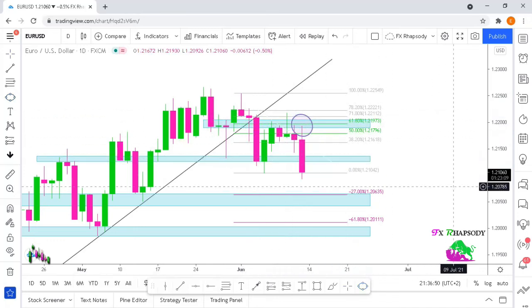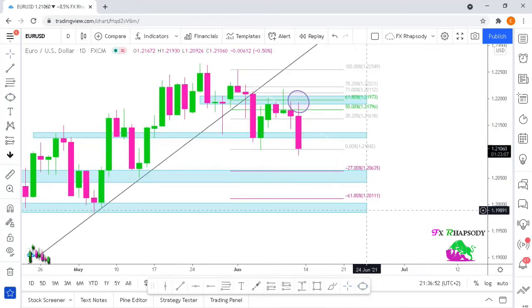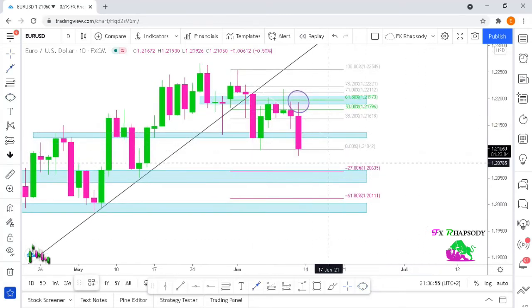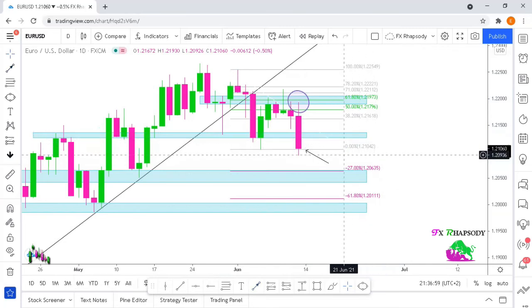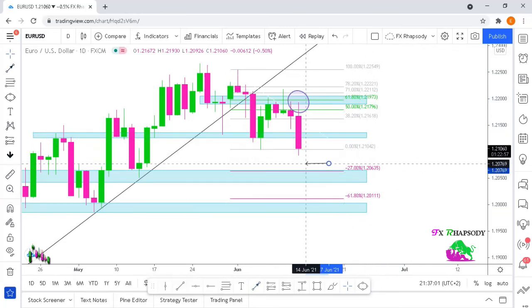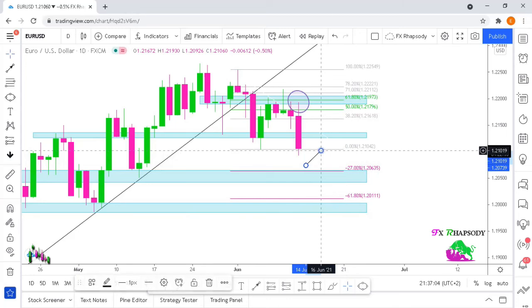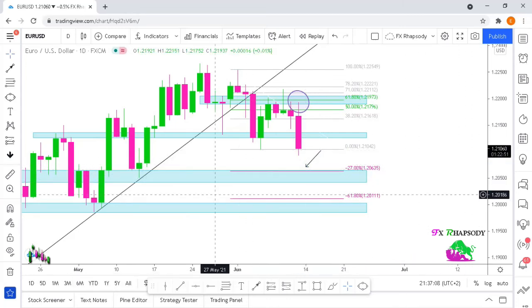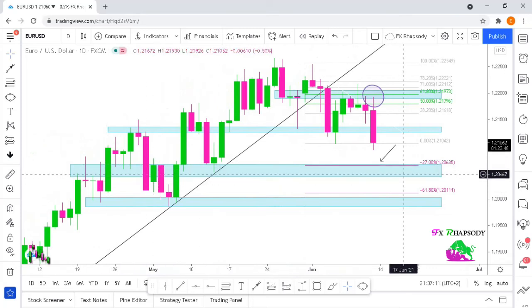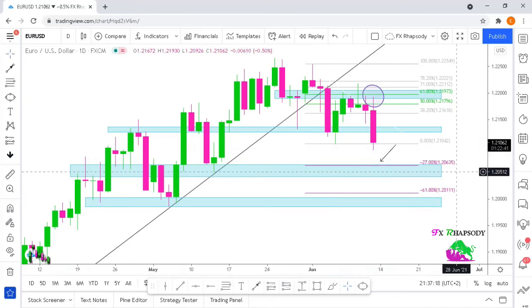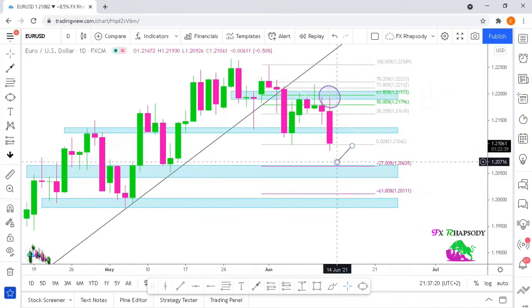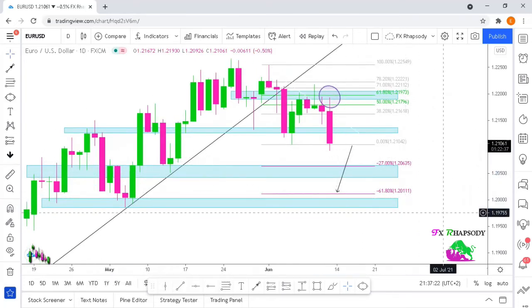Currently we are seeing price at our first take profit area, which is 0%. Then the next take profit area is the minus 27%. And it's awesome that it falls nicely into our area of interest, the support and resistance, or resistance support, doesn't matter, it's a key area. And then the last take profit you can see is down here, again another key area.